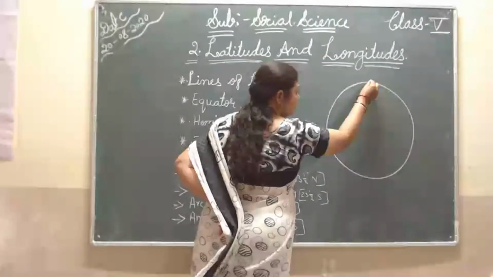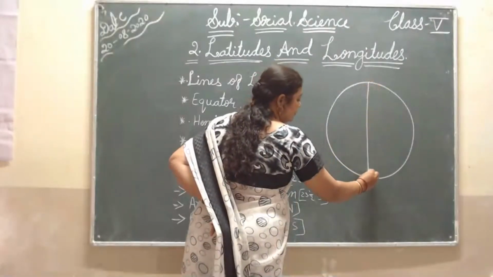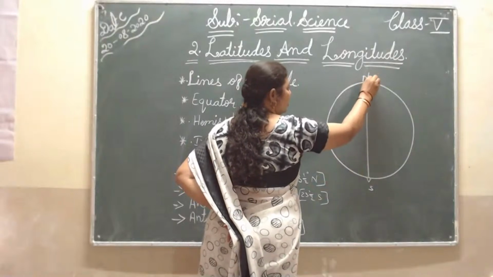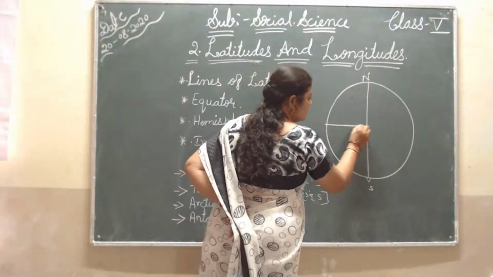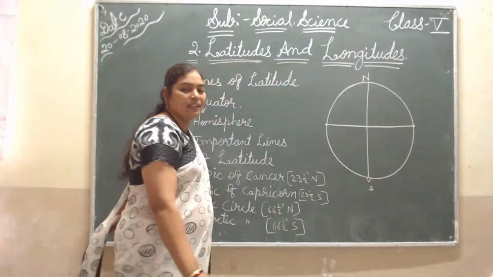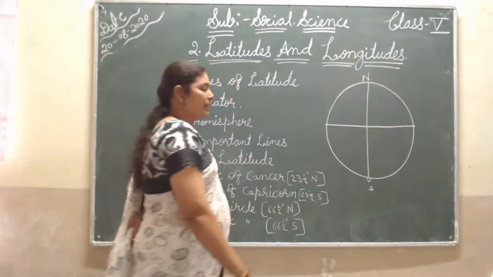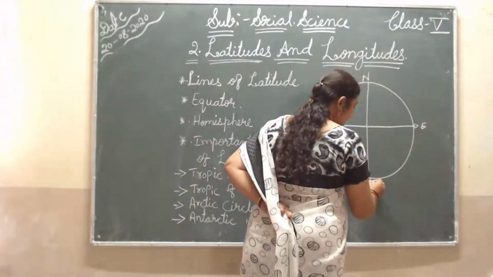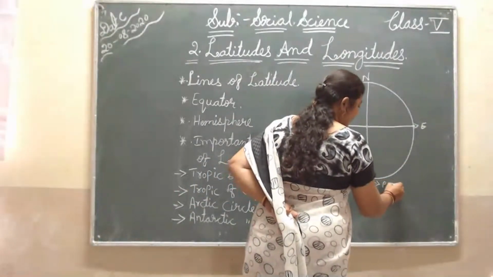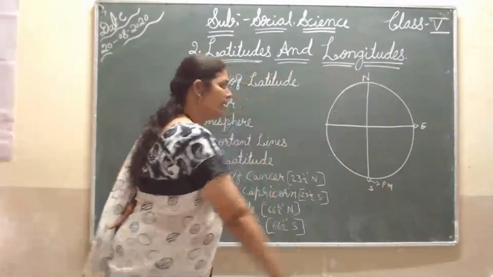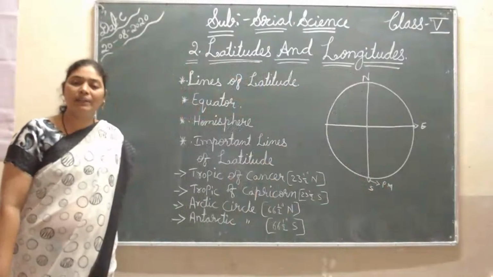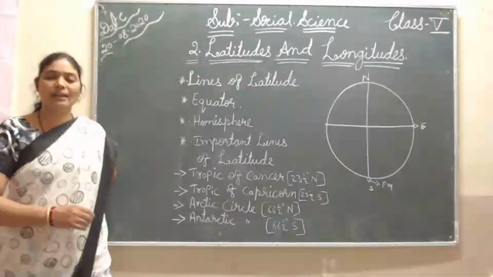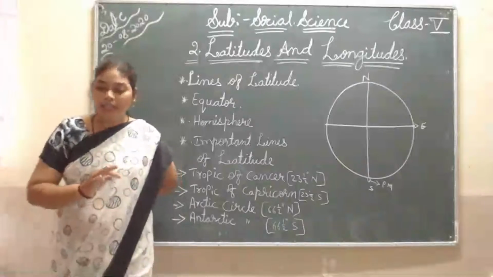Here we have many lines. This is the prime meridian, this is the south, this is the north pole, and this is the equator line. The middle line is the equator line. This one is the prime meridian. We see many lines when we look at the globe, and all those lines are imaginary lines.